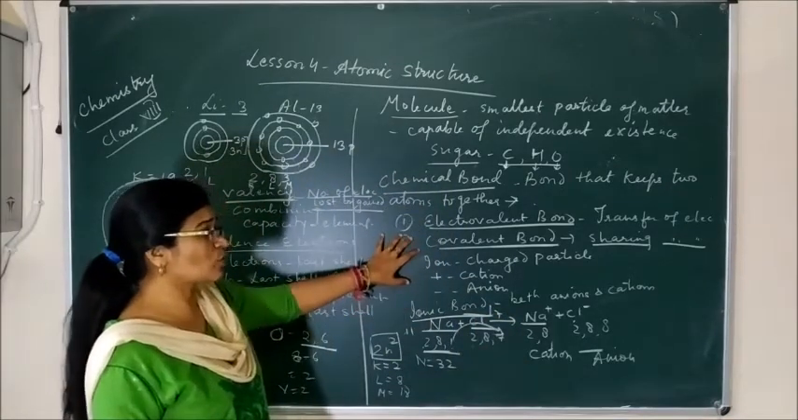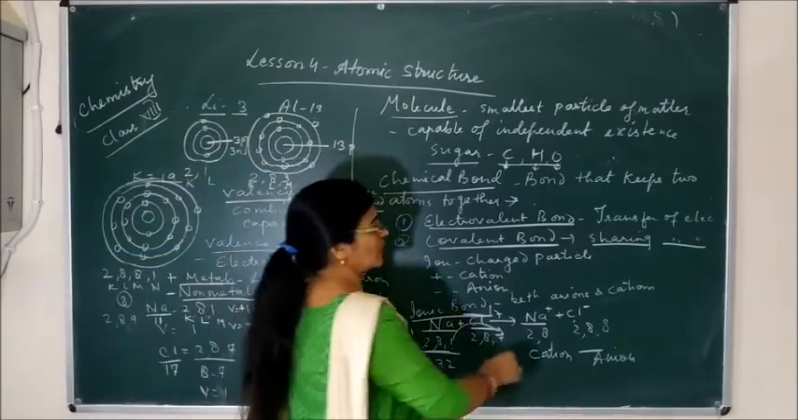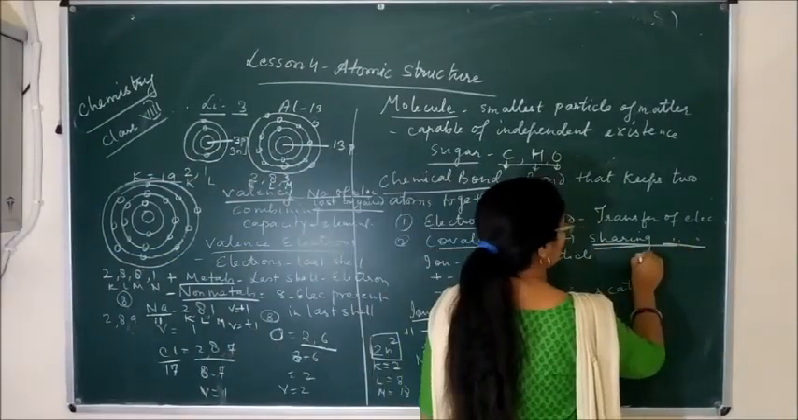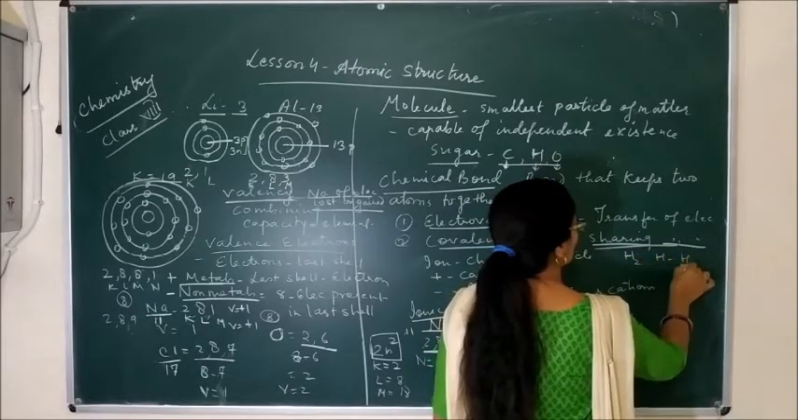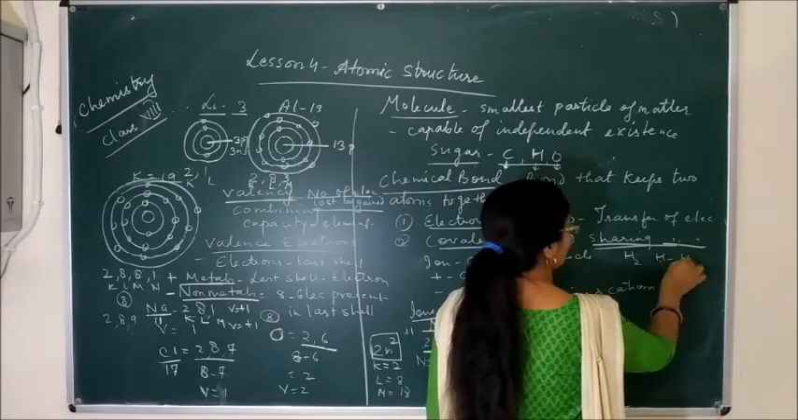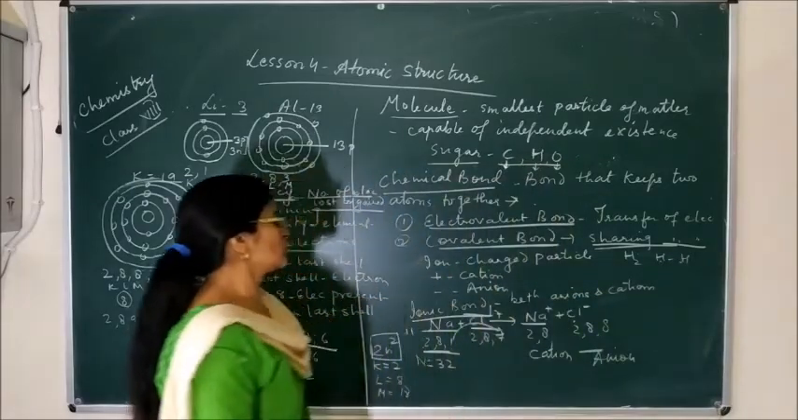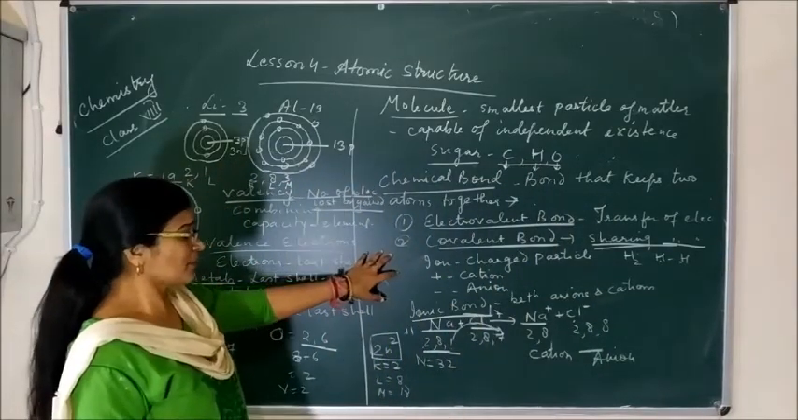And the second one is covalent bond. Covalent bond is formed by the sharing of electrons. Here the electrons are shared, like two hydrogen atoms when they chemically combine together. So the electron of one hydrogen atom will be shared with the other. So they form the covalent bond.